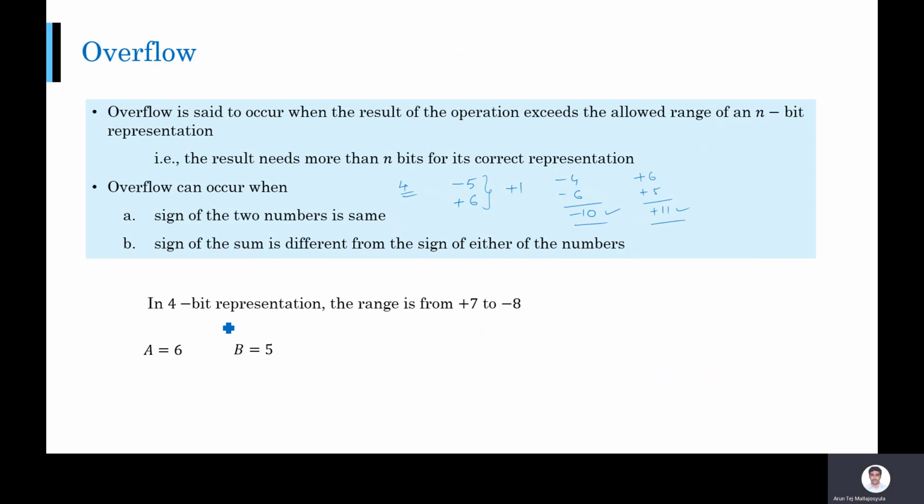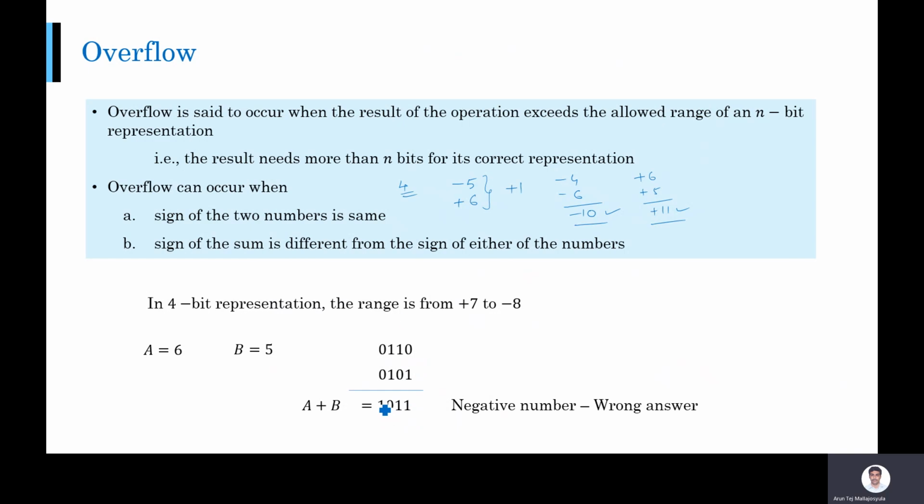Let us take an example. Let us say you're taking 4-bit representation. The range is from +7 to -8. I'm taking A is equal to 6, B is equal to 5. So what is A? 0110. B is 0101. So what is my A plus B? A plus B, as per this addition, is going to be 1011.